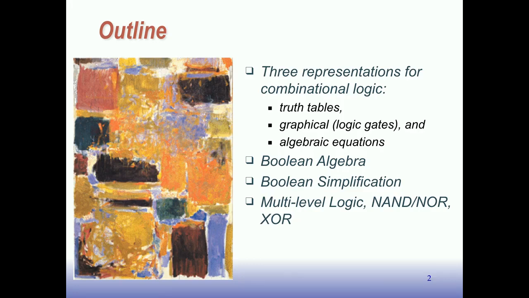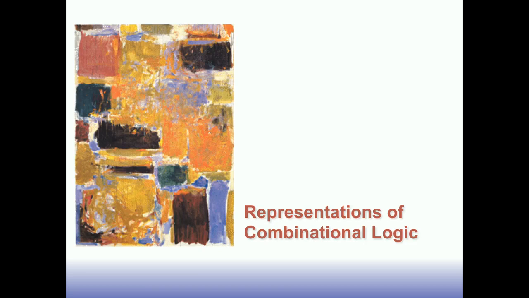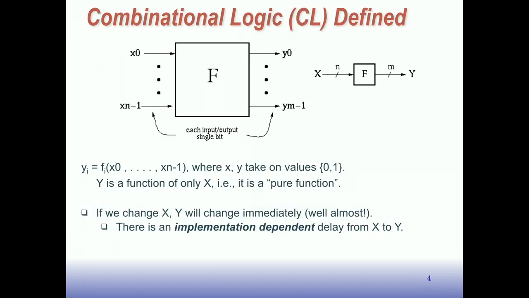So let me get into it. The first part is about representations of combinational logic. Let me define combinational logic again in case you missed it before. We can look at it this way. It's a circuit that has some n inputs and possibly m outputs, where y sub i for each output is some function of the inputs.